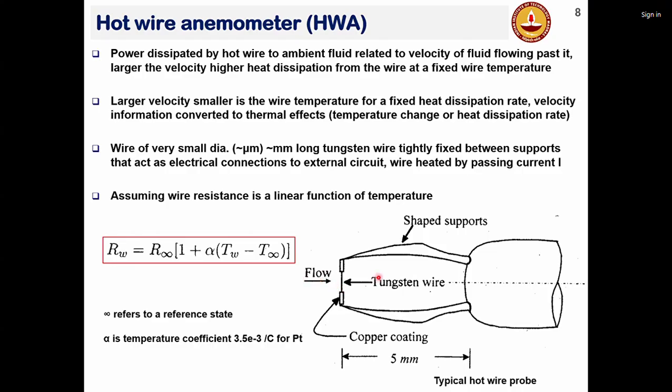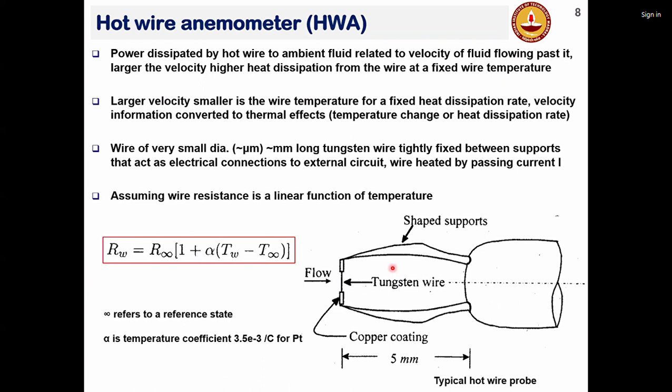Now, the faster the flow, the faster will be the heat lost from this wire, right? It is quite intuitive to think that if you blow air over a hot surface faster, then it is going to cool faster, or it is going to release more and more heat faster, right? So this is the principle. That velocity information that you need to know, what is the flow, is basically converted into some kind of thermal effects, in terms of the heat exchange from the wire into the surrounding.